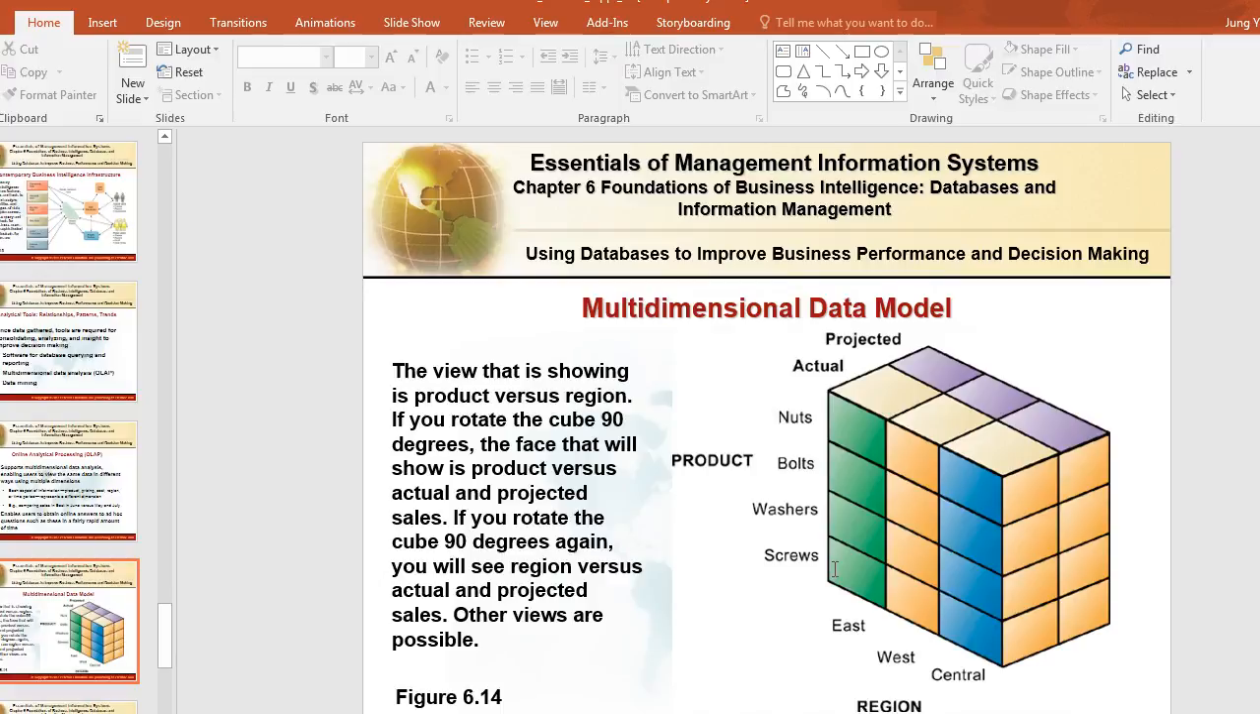This is an example of the multidimensional data model, with product size, different categories such as nuts and bolts, and region-wise. And this one is actual and projected. So you can add human resources, such as salesperson A, salesperson B, and products and region. And then you can put a timing dimension in as well.